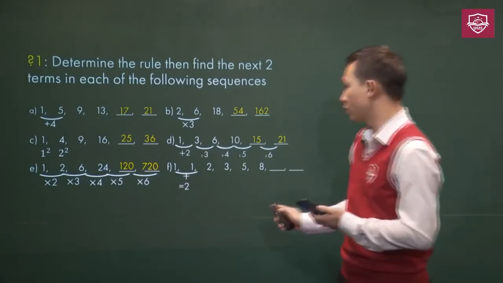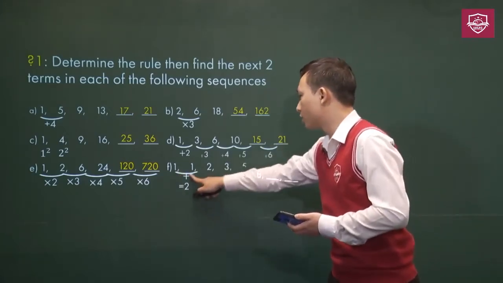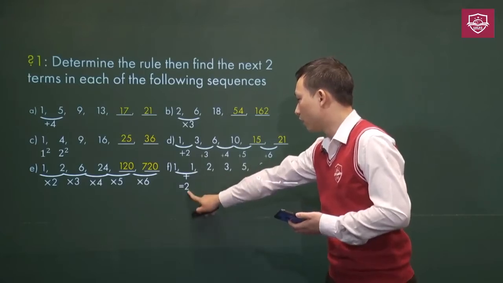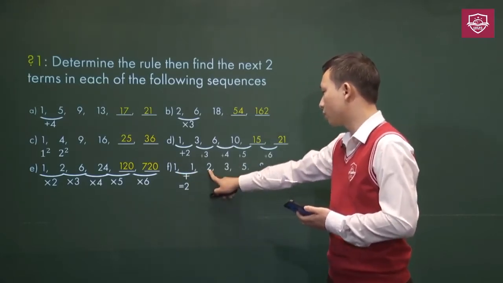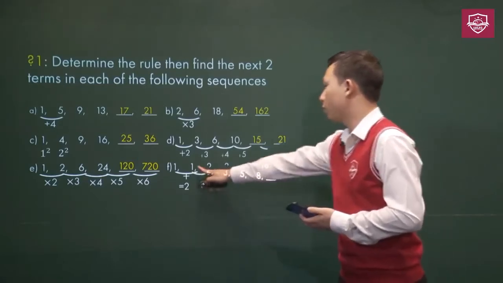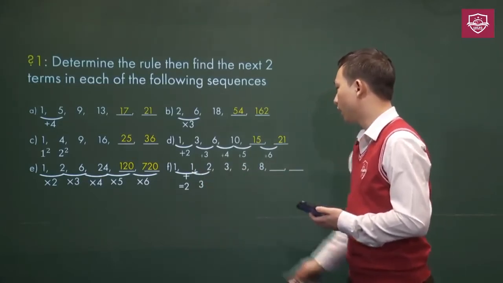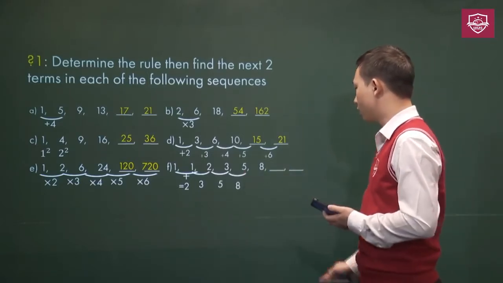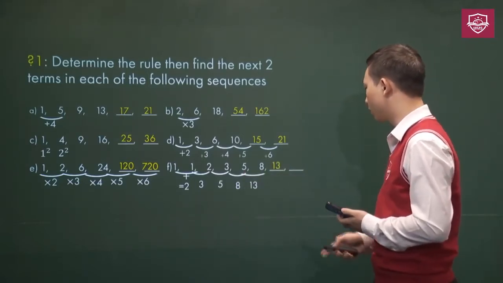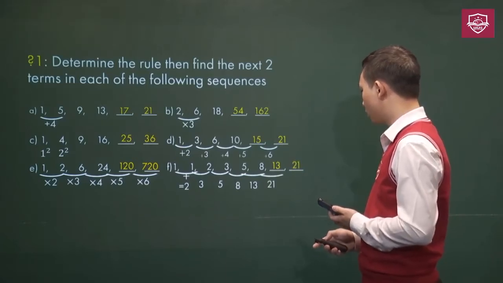The rule of this sequence is we add 2 consecutive terms, and we have the next term. We have 1 plus 1 equals 2. The next term is 2. And then we have 1 plus 2 is 3. The next term is 3. And so on. Now we have 5 plus 8 is 13. Then the next term is 13. And then the next term is 21.